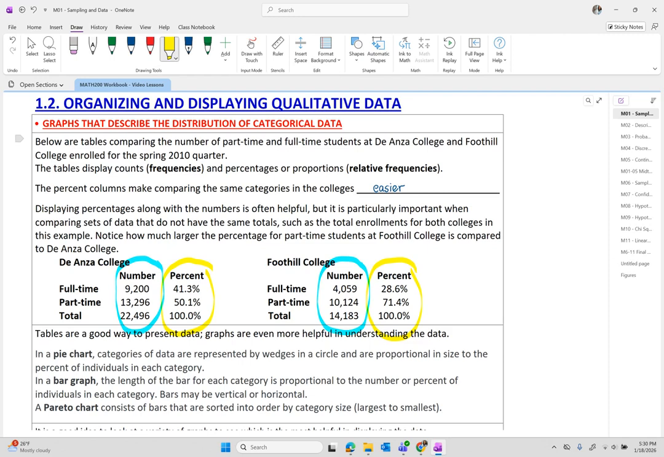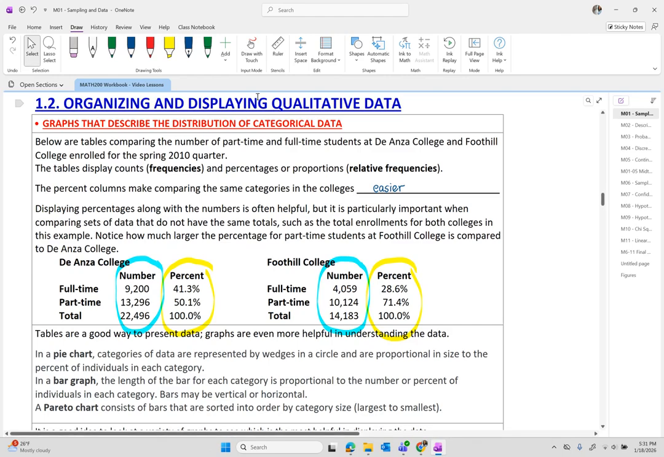Displaying percentages along with the numbers is often helpful, but it is particularly important when comparing sets of data that do not have the same totals, such as the total enrollments for both colleges in this example. So notice, even though De Anza College has many more students enrolled, Foothill College has a much larger percent of part-time students compared to De Anza College.